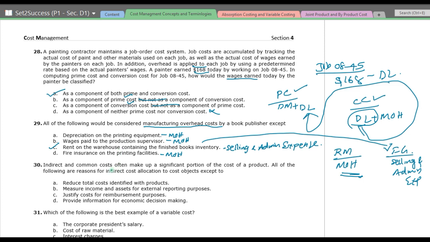Next, indirect and common costs often make up a significant portion of the cost of a product. All of the following are reasons for indirect cost allocation to cost objects except two. Reduce total cost identified with products. Measure income and assets for external reporting purposes.